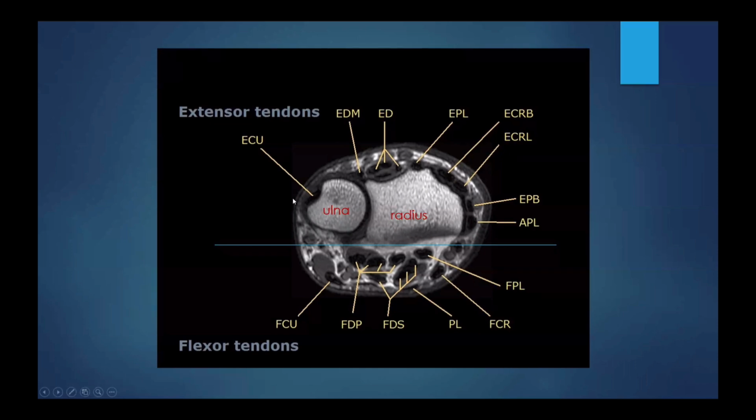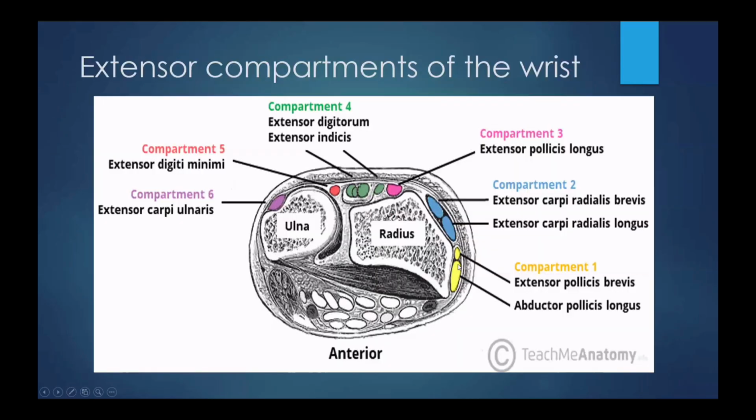Okay, the extensor tendons are divided into compartments, and each compartment is colored with a different color. The first compartment involves the abductor pollicis longus and extensor pollicis brevis. The second compartment involves the extensor carpi radialis longus and extensor carpi radialis brevis. The third compartment involves the extensor pollicis longus. The fourth compartment involves the extensor digitorum tendons. The fifth compartment involves only one tendon, which is extensor digiti minimi. And the sixth compartment involves the extensor carpi ulnaris.